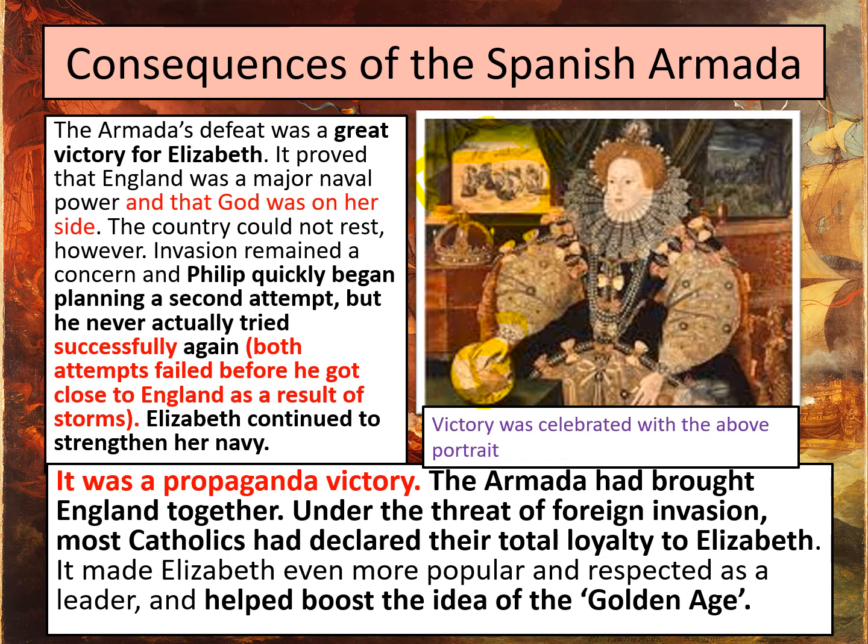So the Armada had brought England together. Under the threat of foreign invasion, most Catholics, rather than saying yes, we would take up arms with Philip to defeat Elizabeth, had declared their total loyalty to Elizabeth. It made her more popular and respected as a leader, and helped boost the idea of this golden age. Remember, we looked at that in part 2 of this unit, where we were looking at the culture, the theatre, all of that stuff that was improving at this time. This was a part of that, another sign that England was becoming a great nation.